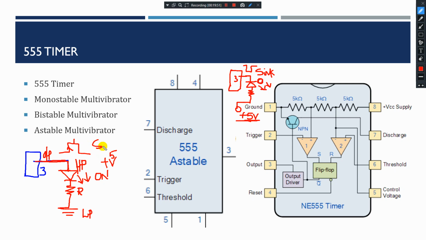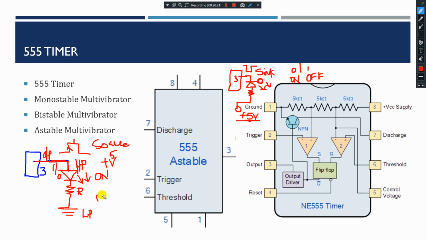In source, pin 3 is an output, so when it gives 1, the LED will be on. When it gives 0, the LED will be in off condition. But here it is opposite. When pin 3 gives 0, your LED will be on. When your pin 3 output is 1, the LED will be off, just like your NOT gate. That is source and sink.